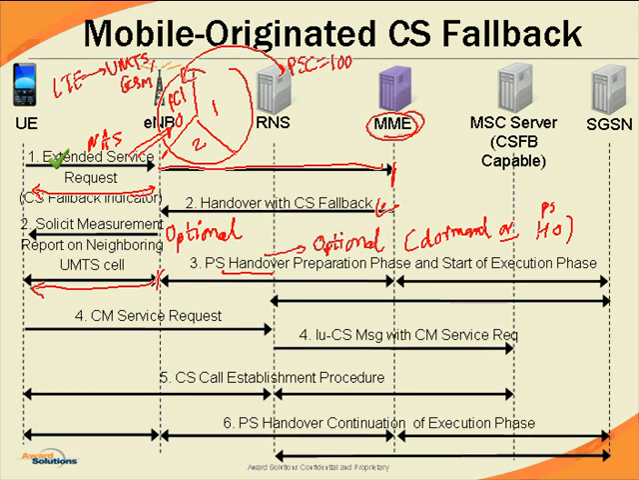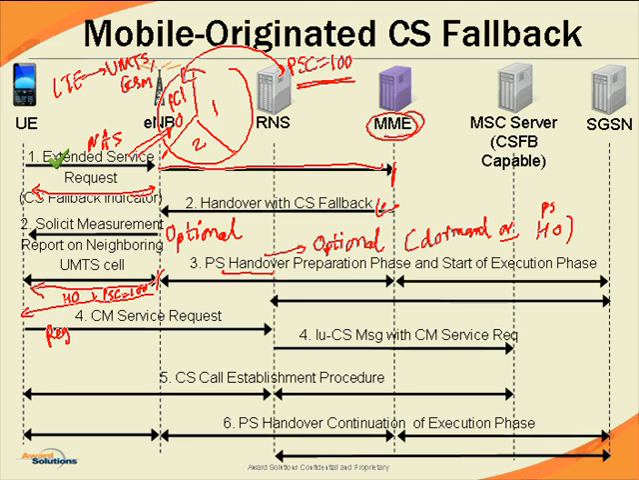Okay, so now we tell the UE to go to this specific primary scrambling code, right? Handover command, primary scrambling code for UMTS number 100. Then the UE will go to that specific cell, and it will do the regular call setup.